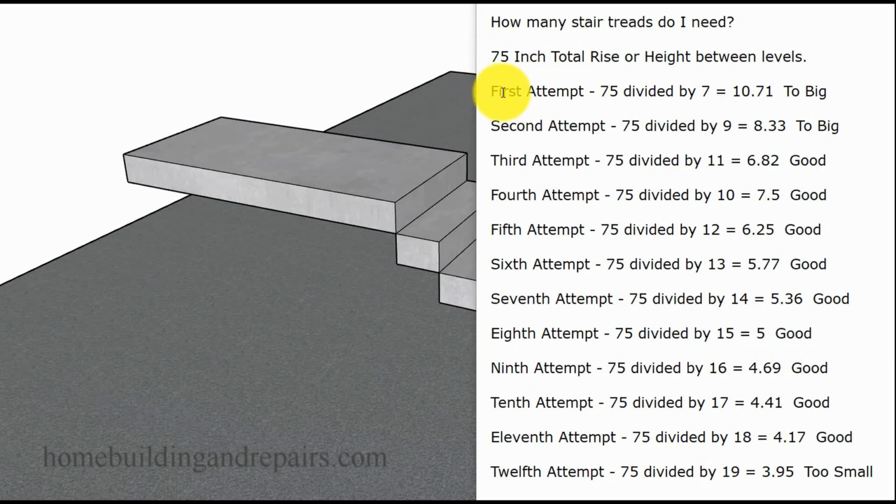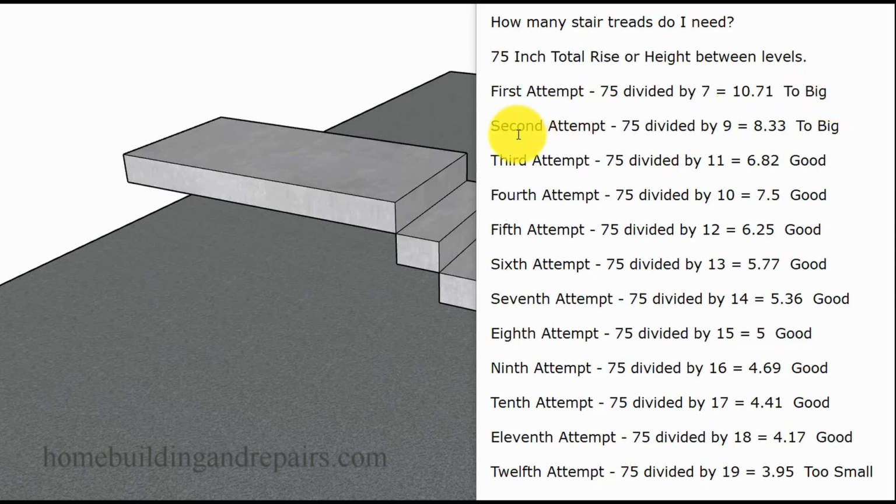And I'm going to start with my first attempt here by using the number 7. And if I divide 7 into 75, I get 10.71. That's too big. Remember, our maximum vertical riser height that we're shooting for is going to be 7 3/4 most of the time.